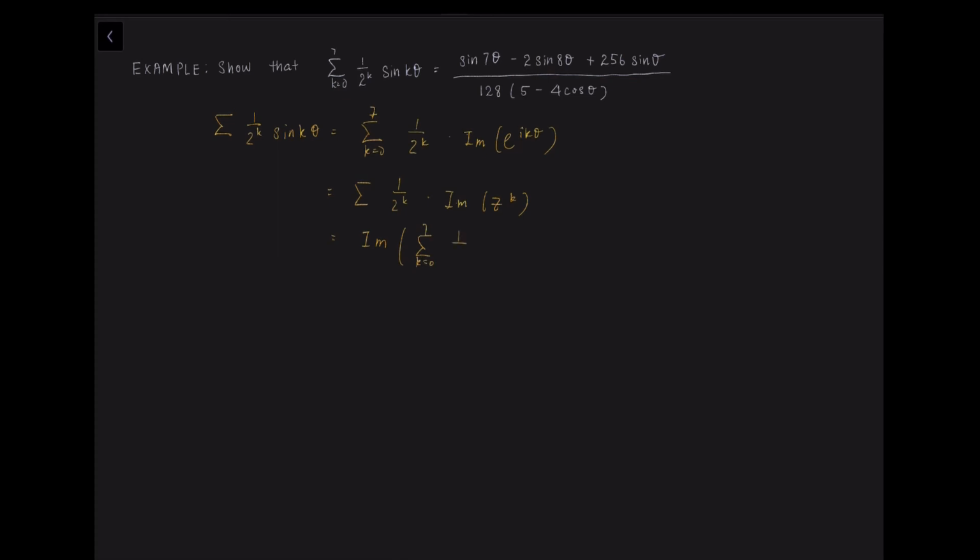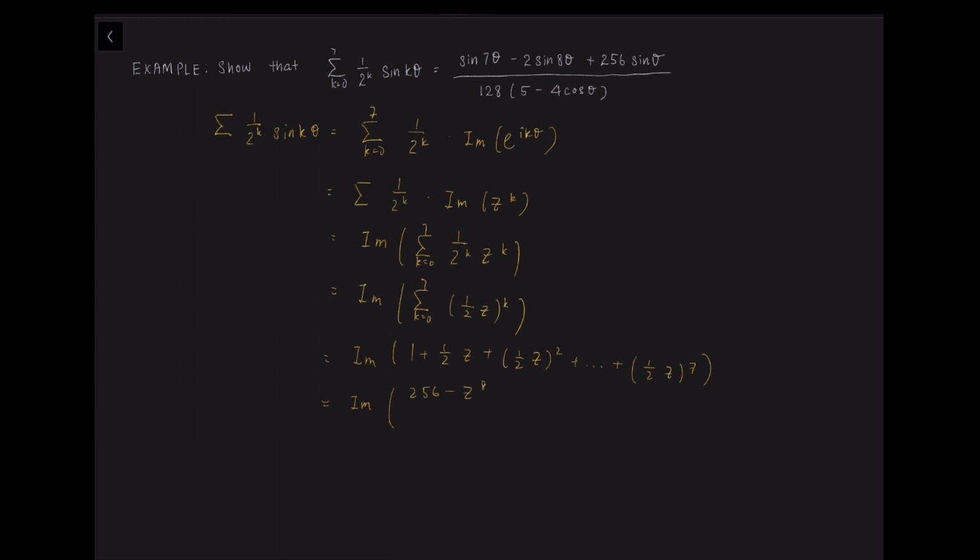which is equivalent to 1 plus 1 over 2z plus 1 over 2z squared plus dot dot dot plus 1 over 2z to the power of 7. And again, using the sum of geometric progression formula, we know that a is 1 and 1 over 2z is the r. So substituting it into the formula, we obtain 1 minus 1 over 2z to the power of 8 over 1 minus 1 over 2z, which can be simplified as 256 minus z to the power of 8 over 128 times 2 minus z.